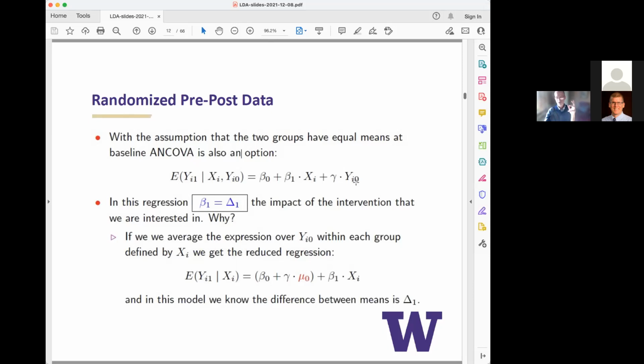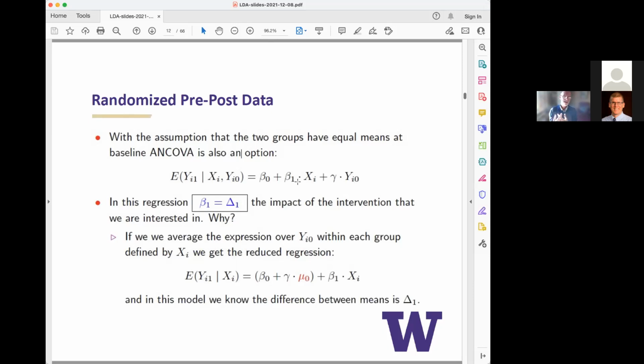Can we remove some of that subject level variation, make our ultimate measurement more precise, or make our ultimate statistic more precise and more powerful? It turns out in this regression, beta 1 is exactly the same estimand in a randomized trial as the post comparison showed and as the change comparison showed.